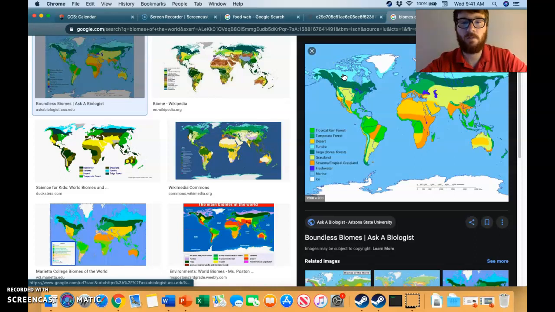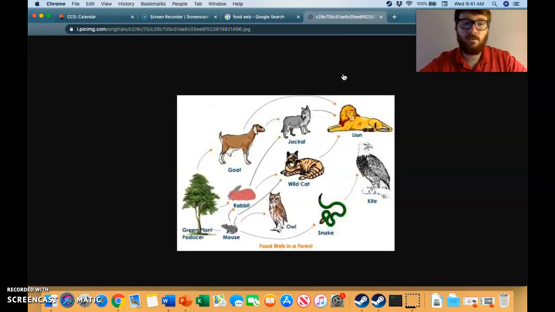For my biome, I'm going to choose temperate deciduous forest, something that Florida might experience. Though I'd encourage you to do something a little bit different. Maybe learn about a biome that you haven't learned about before. And you're going to create a food web. You need to include in your food web at least 10 animals or plants and how they're connected to each other. So consider the following. 1, 2, 3, 4, 5, 6, 7, 8, 9, 10. My food web works. Consider the following.